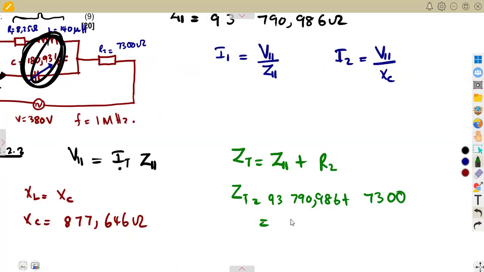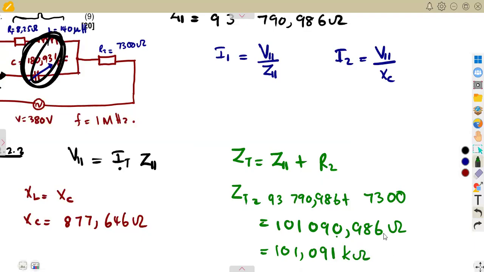Let us just add, then we write even as kilo ohms. So this was going to be 101,090,986 ohms. Dividing by 1,000 to convert to kilo ohms, that was going to be 101,091 kilo ohms. At least, guys, let's work with lesser values than work with more values like this. So there I have got the total impedance of the circuit.